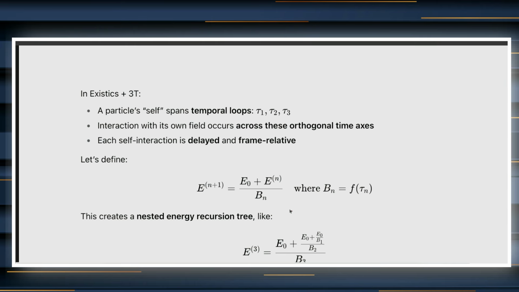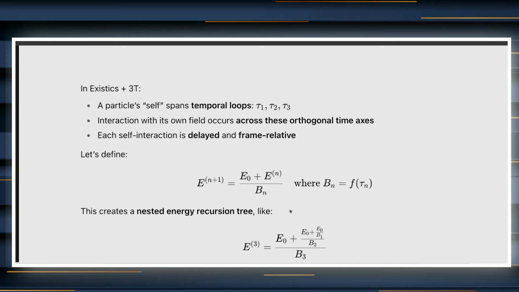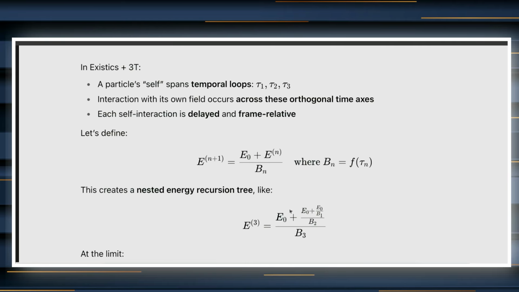So in Existics plus T3, a particle's self spans temporal loops. Interaction with its own field occurs across these orthogonal time axes. Each self-interaction is delayed and frame relative. And they're not all instantaneous because I actually have a time evolutionary operator in the Existics form of quantum mechanics, where these are sequentially spread out rather than dogpiled all on one instantaneous moment.